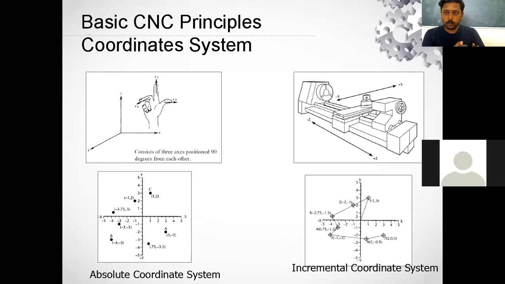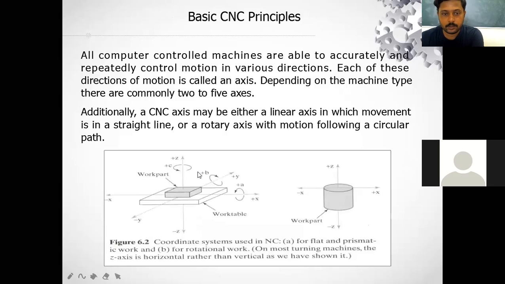Absolute means at that point only, and incremental means it is going to be based on the previous point, and we are trying to go to the next point by using this as a base point. So this is the basic difference between the absolute coordinate system and the incremental coordinate system.